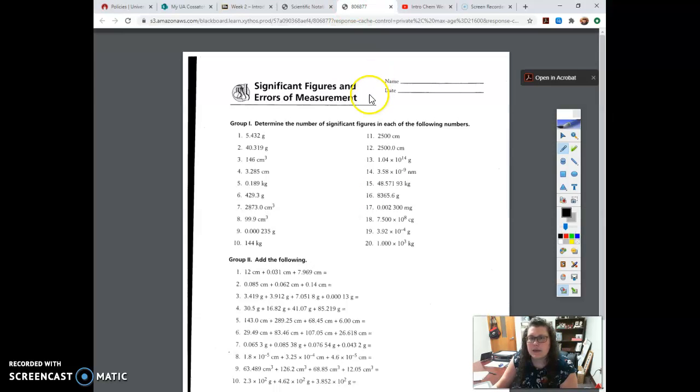Now, let's look at significant digits. When we look at significant digits, all non-zero digits will be significant. So 1, 2, 3, 4, 5, 6, 7, 8, 9, no matter where they're located in the number, are going to be significant. What you have to watch out for are the zeros.